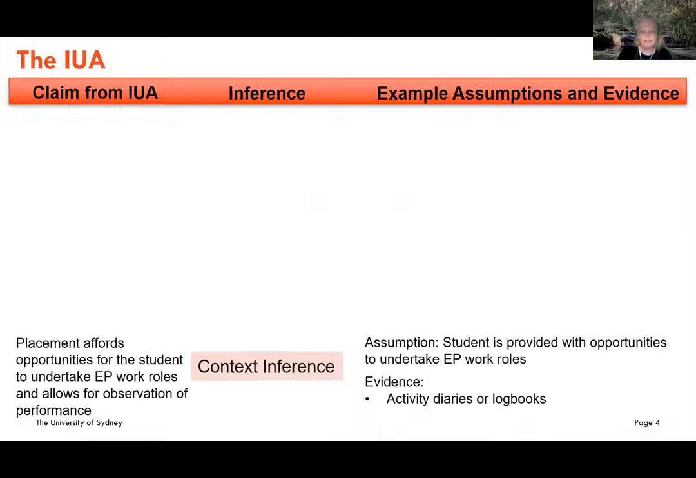In addition to the claims, the IUA also outlines the assumptions that are inherent in these claims, and it is the assumptions that then get tested in the validity argument. On this and the following slides, I'm going to give one example of the assumptions at each inference level, and also an example of the evidence that we have collected or are thinking about collecting to evaluate whether the assumption is reasonable to make.